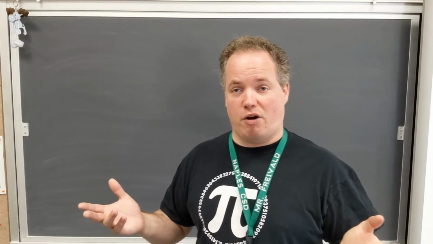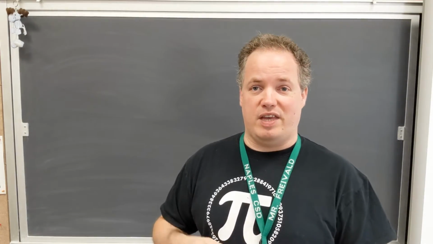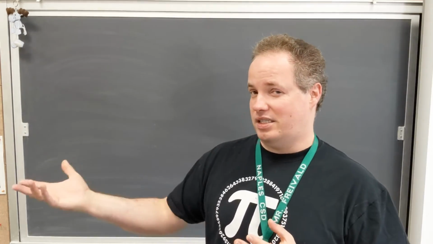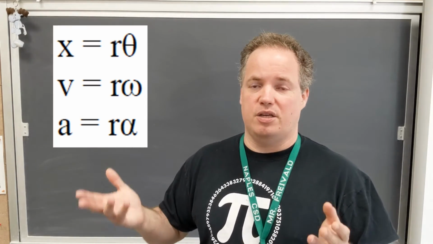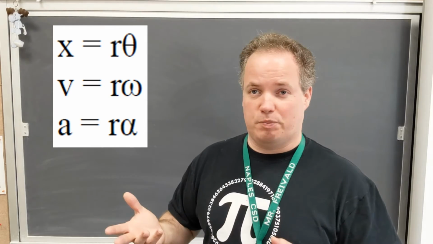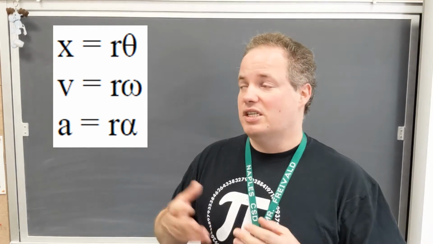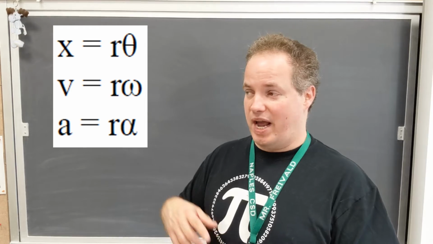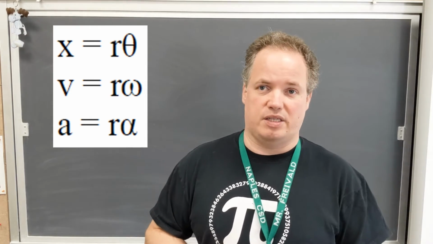That relationship is broader than this too. If you have the angular distance in radians, multiply by radius, you get linear distance. If you have the angular speed in radians per second, multiply by radius, and you'll get linear speed. Same thing with angular acceleration. If you know your angular acceleration, you can get your linear acceleration.